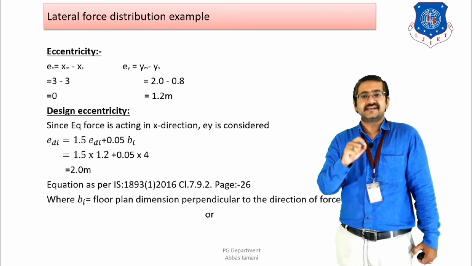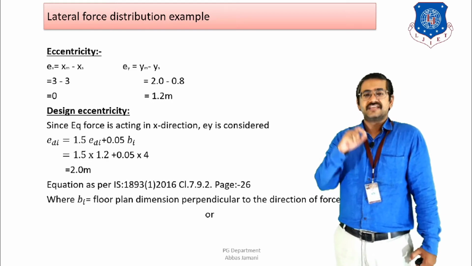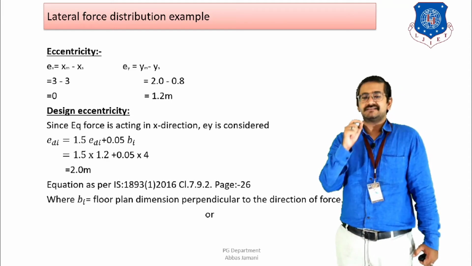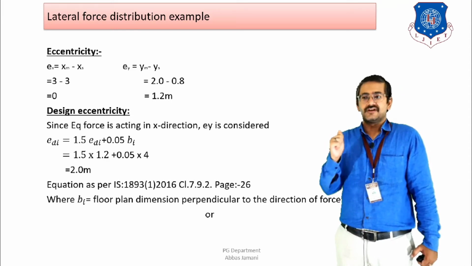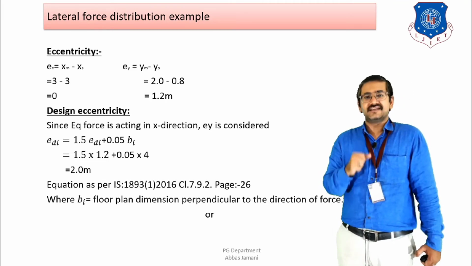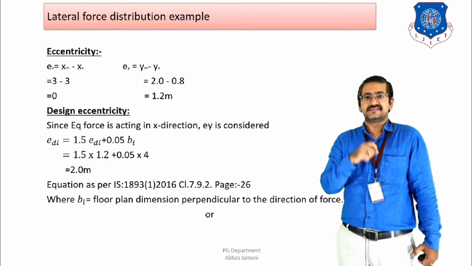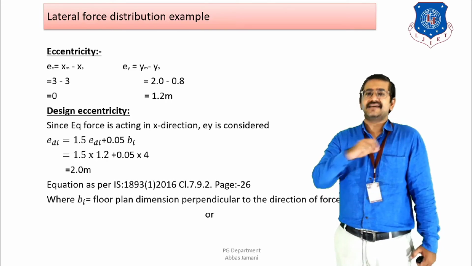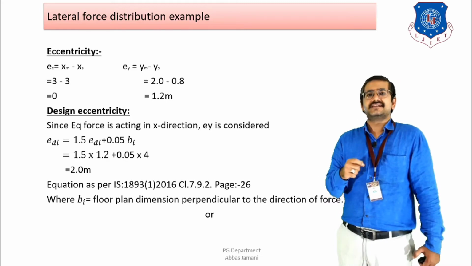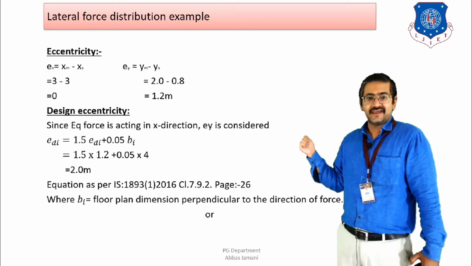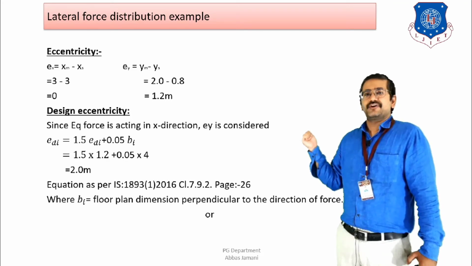So for this eccentricity of 1.2, there will be an additional moment that will be generated, and this additional moment will result in additional forces that will be transferred to the columns over there. So that is what we are going to see. Now based on this eccentricity, the code IS, that is IS 1893-2016, is telling us to calculate the static eccentricity and the design eccentricity. The design eccentricity formula is given by EDI is equal to 1.5 ESI plus 0.05 BI.